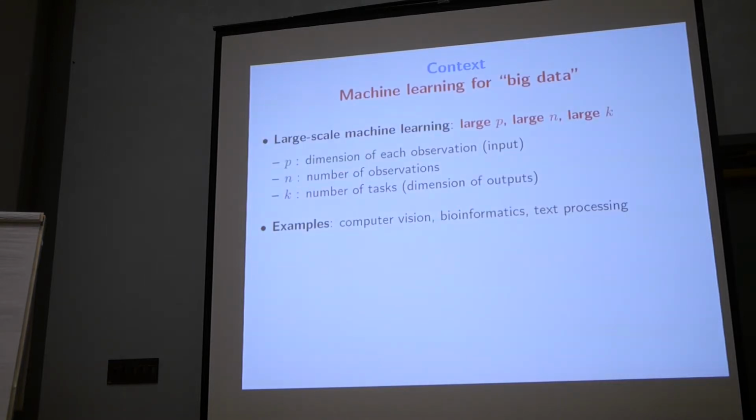We want to do predictions from large amounts of data. In this talk, I will mostly focus on supervised learning. In that setup, there are two or three quantities which are important for the scalability of the problem. The first one is the size of each of the observations, P, which might be very large. In computer vision, P will be the number of pixels. And N will be the number of observations, which can also be very large.